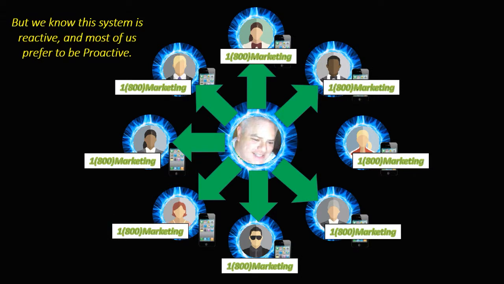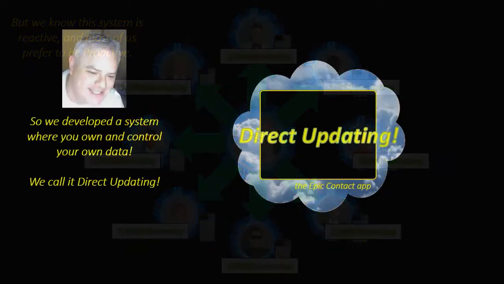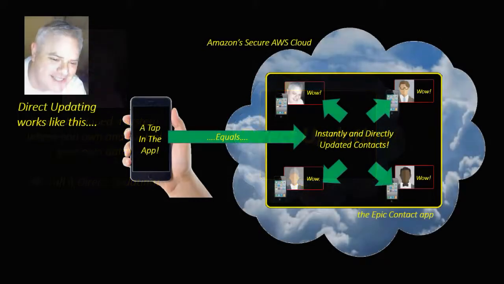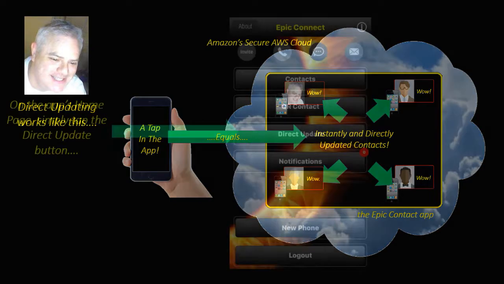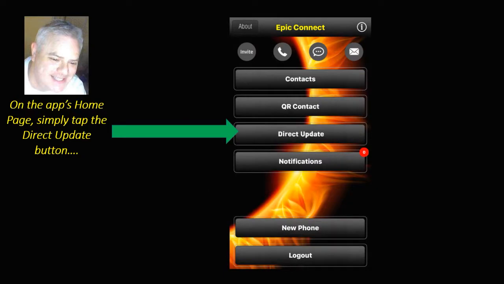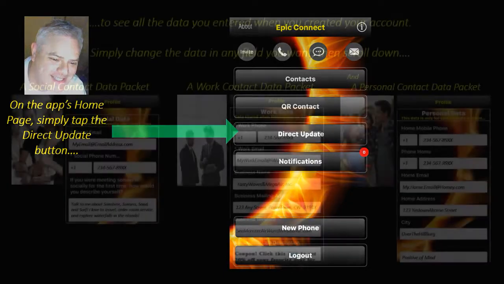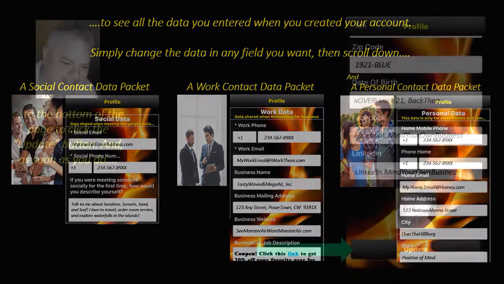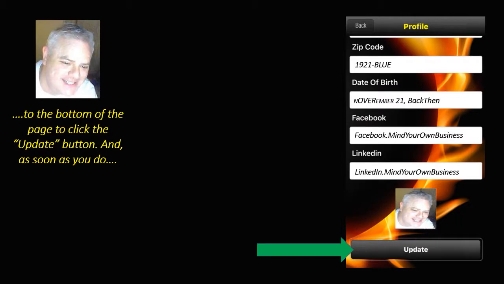But we know this system is reactive, and most of us prefer to be proactive. So we developed a system where you own and control your own data. We call it direct updating. Direct updating works like this. A tap in the app equals instantly and directly updated contacts. On the app's homepage, simply tap the direct update button to see all the data you entered when you created your account. Simply change the data in any field you want, then scroll down to the bottom of the page and click the update button.